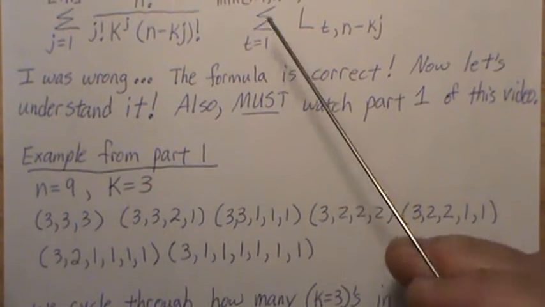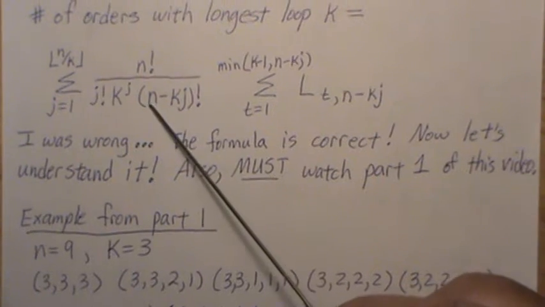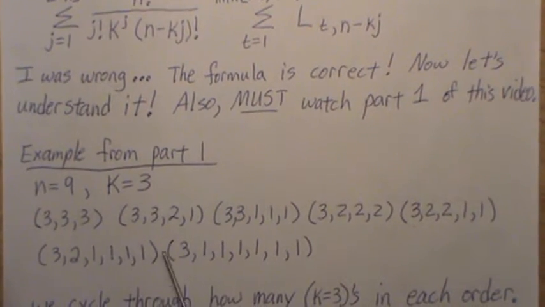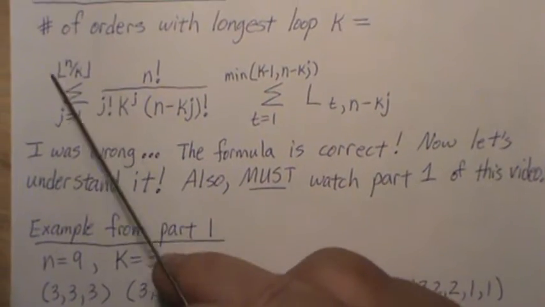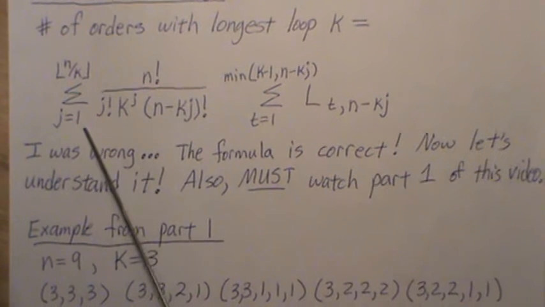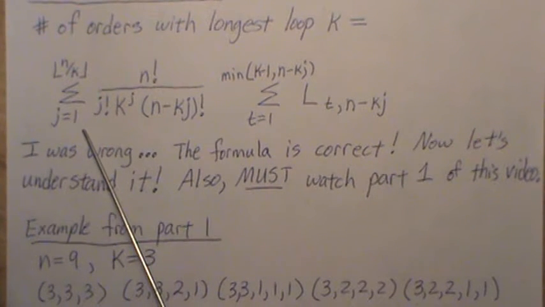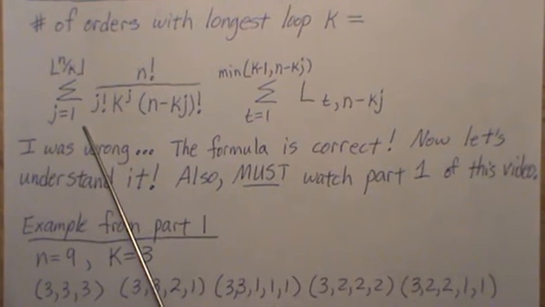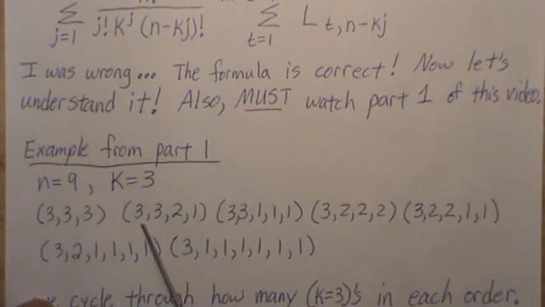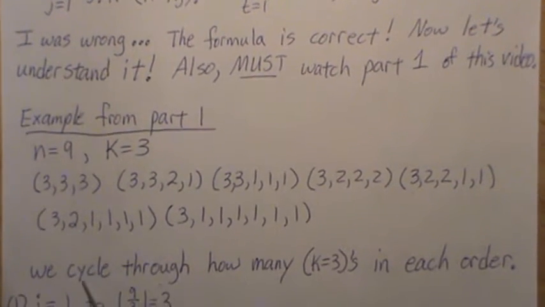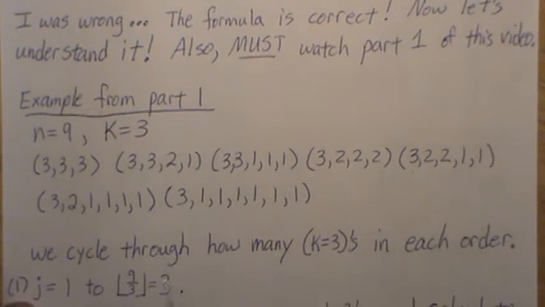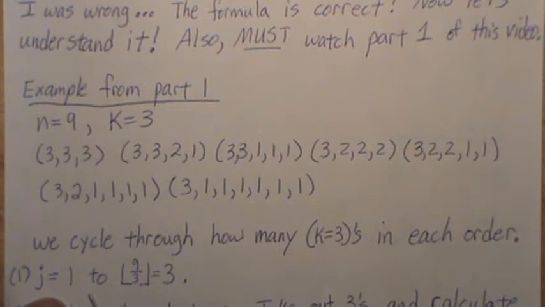Now, what this formula is doing up here is, first of all, let's look at these and look at the number of 3s that repeat. There's 3 of them here. There's 2, there's 2, 1, 1, 1, 1. That's what this first part is doing. It's calculating how many repeats of that k, or in our case 3. So how many repeats are there? There's 3, then 2, then 1. And then it cycles through how many k's in each order. So in our case there's 1 to 3 in this example.